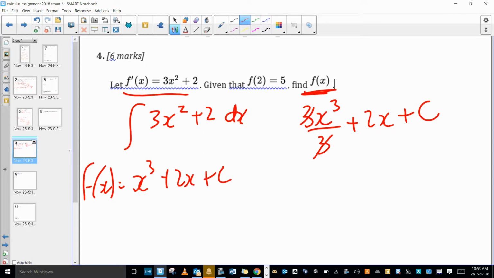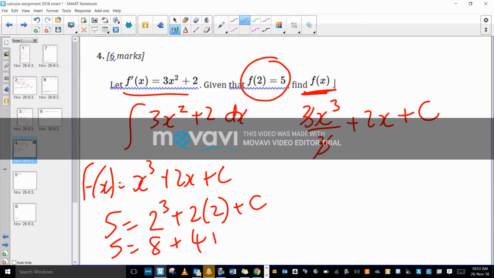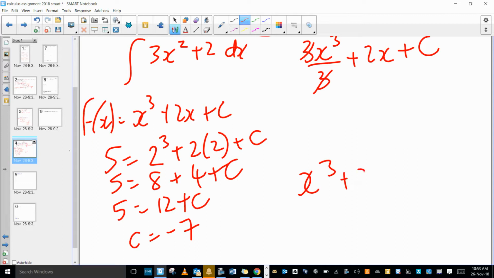But they gave us information in order to find c, so we know that if x is 2, y is 5. So 5 equals 2 cubed plus 2 lots of 2 plus c. So that's 8 plus 4 plus c. So 5 equals 12 plus c, c is -7. So that becomes x cubed plus 2x minus 7.